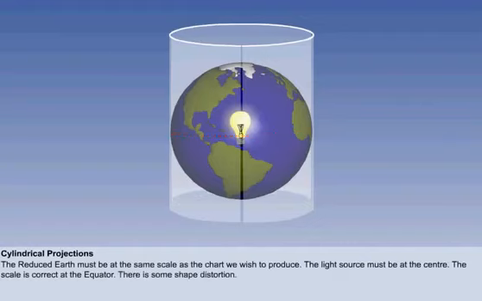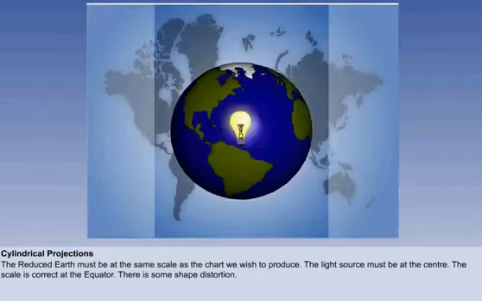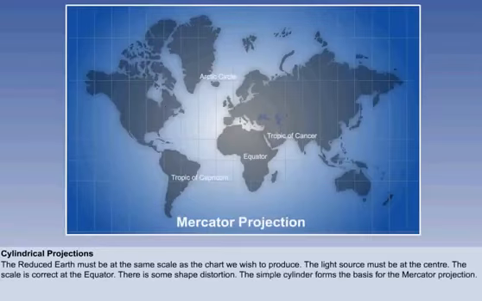The cylinder is then cut vertically and opened out to produce a flat sheet of paper. You will notice that the shapes look too long and thin in their present form, and the scale is obviously not correct as we move away from the equator. But this was corrected later. The simple cylinder forms the basis for a projection that has been one of the most widely used ever. It is called the Mercator projection, and is still in use today.